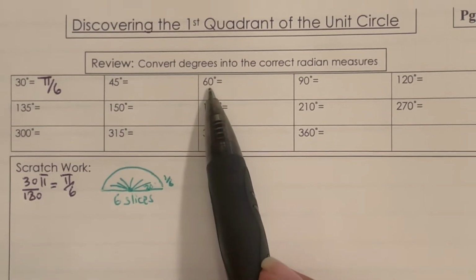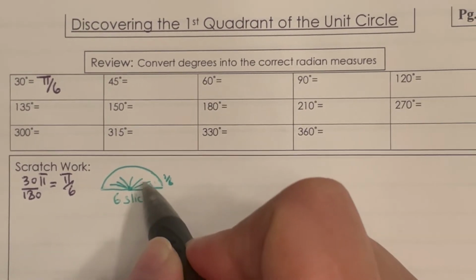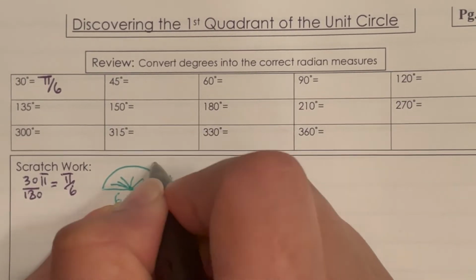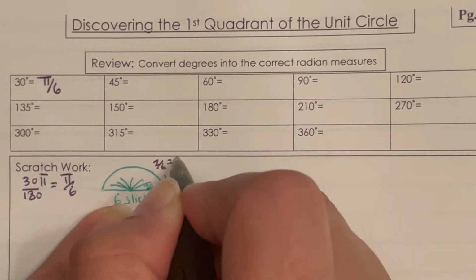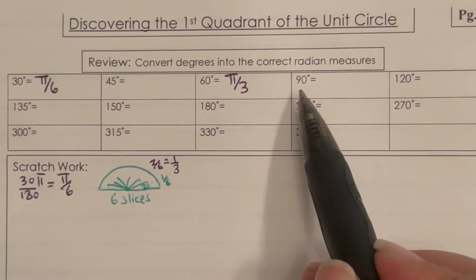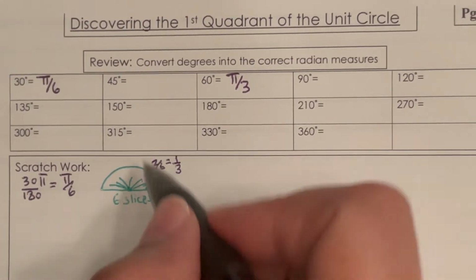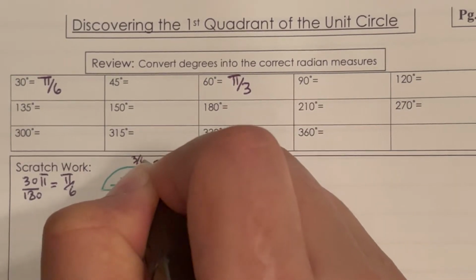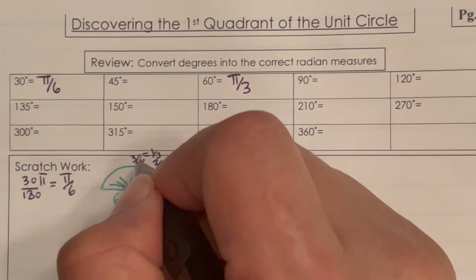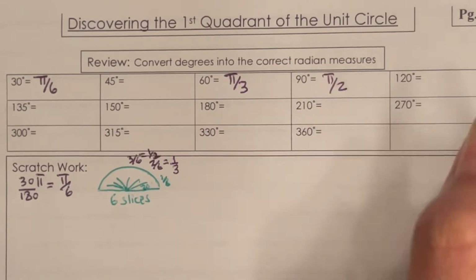So let's look at 60 degrees. I know 60 degrees will be 2 slices, right? Because if each is 30, 2 of them are going to be 60. So that's going to be 2 over 6. You simplify that, it's going to be a third. So 60 degrees is pi over 3. 90 would be 3 slices, because 3 slices would be 30, 60, 90. Go ahead and simplify that. You'd get a half. So that would be pi over 2.